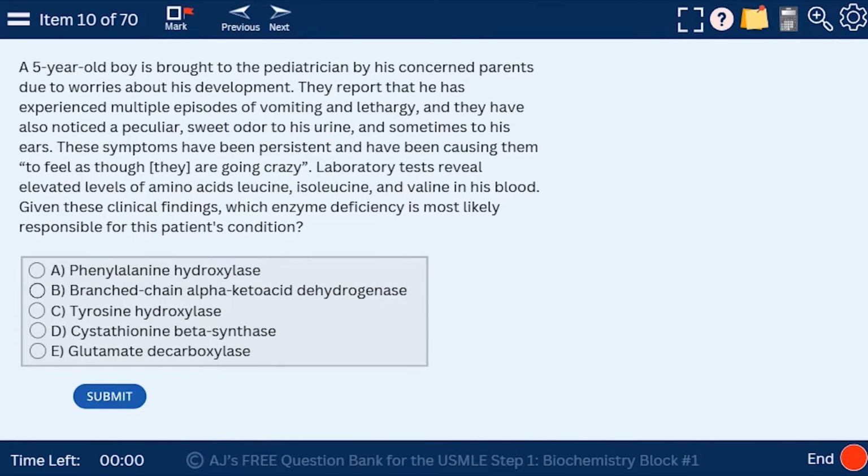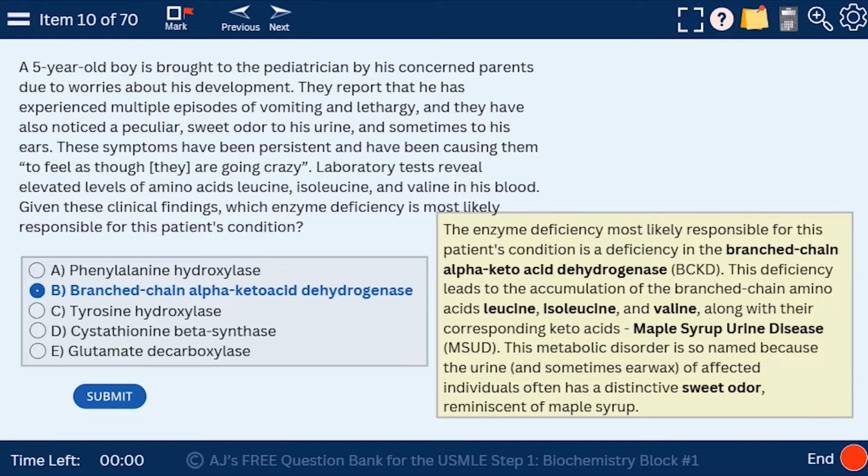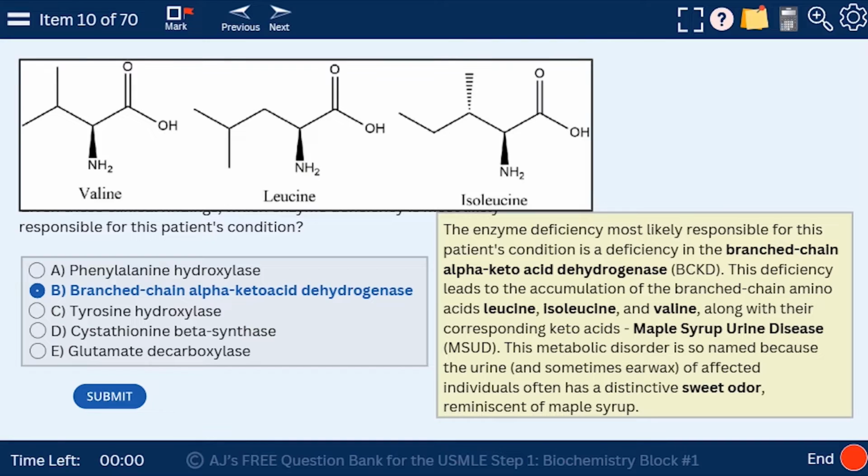Question 10, here we have a 5-year-old boy who has vomiting, lethargy, and a sweet odor in his urine and sometimes in his ears. This is maple syrup urine disease, as we see, confirmed by the elevated levels of leucine, isoleucine, and valine, the branch chain amino acids, and therefore there's a deficiency in branch chain alpha keto acid dehydrogenase. Maple syrup urine disease, and remember, it's not just the urine that's like maple syrup, it could sometimes even be the ears, the earwax, so keep that in mind. You can read about that over here, and here's just valine, leucine, and isoleucine, the amino acids that can't be broken down in this condition, and therefore management involves avoiding these amino acids in the diet.